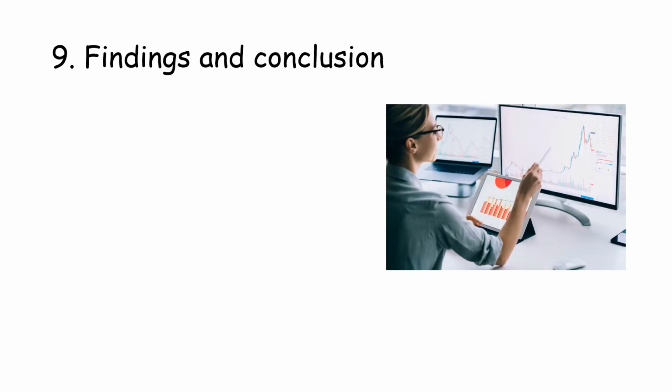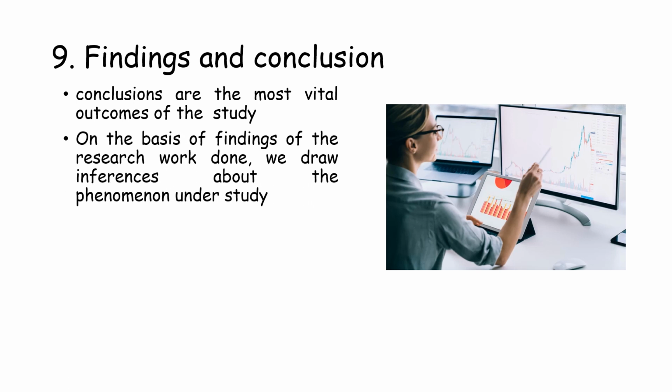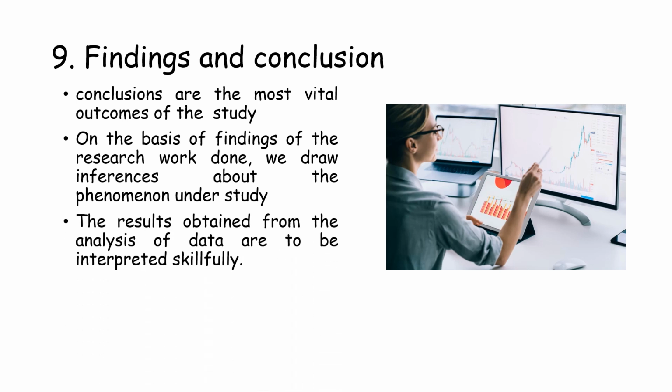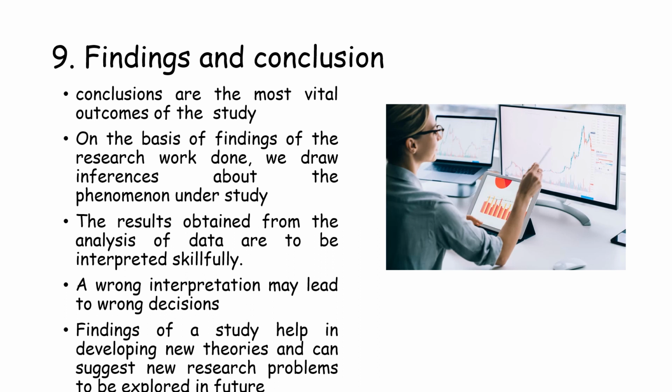Once the researcher tests the hypothesis, he interprets the results based on the hypothesis and then gives his findings and conclusion for his study. Conclusions are the most vital outcomes of the study. On the basis of findings of the research work done, we draw inferences about the phenomenon under study. The results obtained from the analysis of the data are to be interpreted skillfully. The researcher should be very careful while interpreting the results. A wrong interpretation may lead to wrong decisions. Findings of a study help in developing new theories and can suggest new research problems to be explored in future.